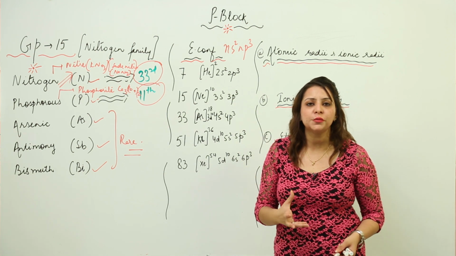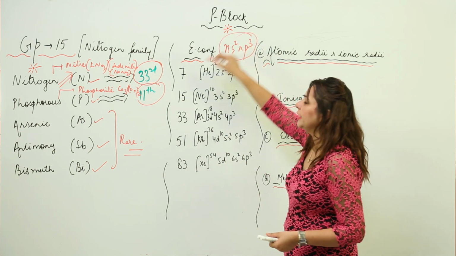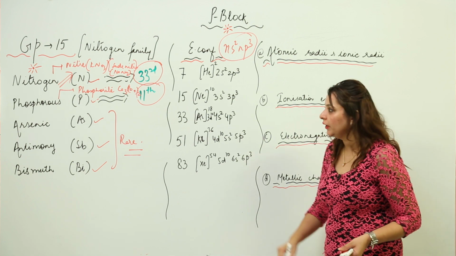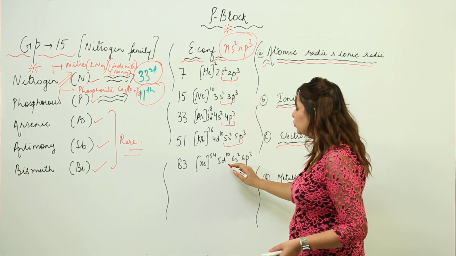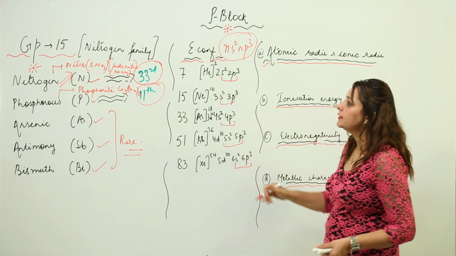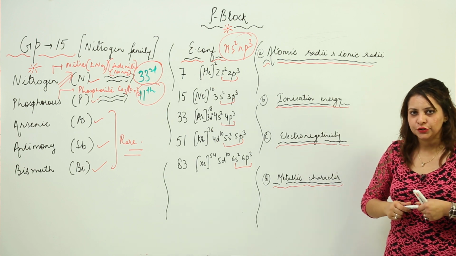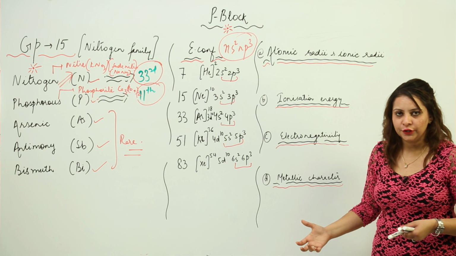So what similarity do you observe? Because they are members of the same group, their general electronic configuration is ns2 np3. As you can see, all of them have 2 electrons in the outer s subshell and 3 electrons in the outer p subshell, right. As they are members of the same group, you find the similarity in their configuration.